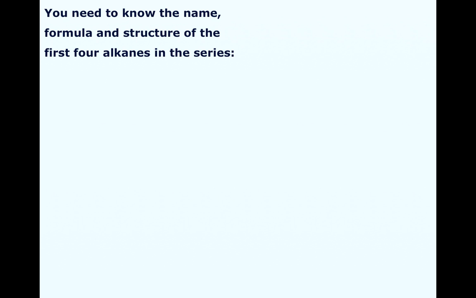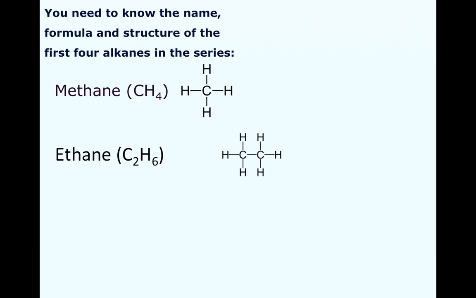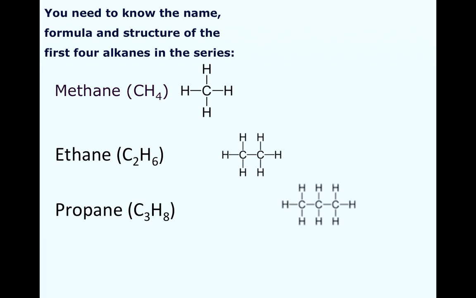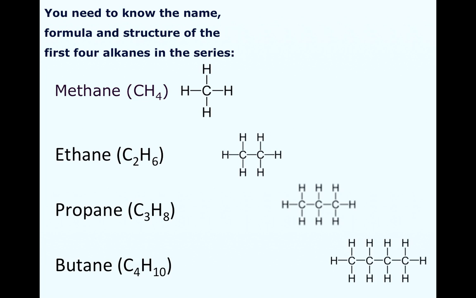You need to know the name, formula and structure of the first 4 alkanes in the homologous series. The first one is methane, then you've got ethane, then propane, and then butane. And each time the number of carbons increases by 1.